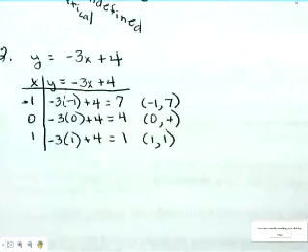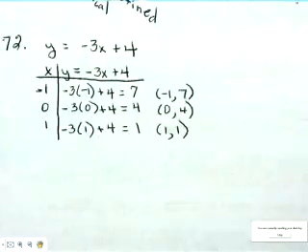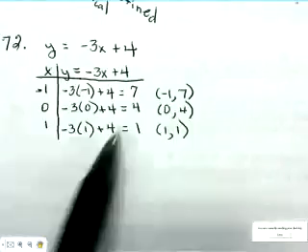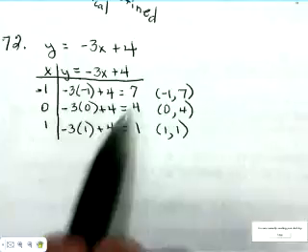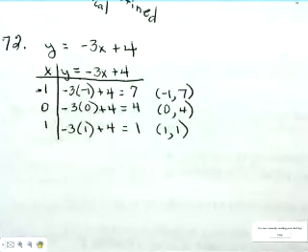If you plot those 3 ordered pairs and they don't all lie on the same line, then go back and check your math right here and find your mistake. They should lie on the same line.